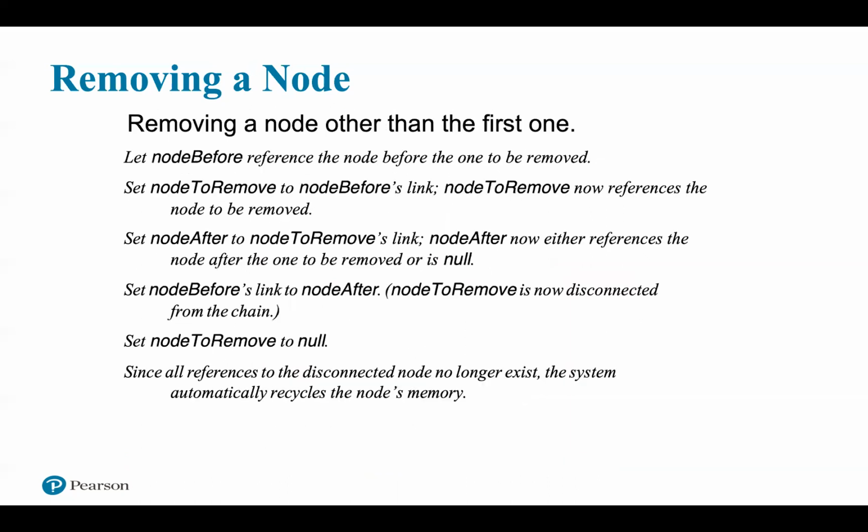Case 2 is removing a node other than the first one. In the second case, we remove a node at a position other than the beginning of a chain, and we take the following steps that are listed here. Since all references to the disconnected node no longer exist, the system automatically recycles the node's memory. And we could also come up with Java statements that would do this, and assumes the node to remove is at the given position.